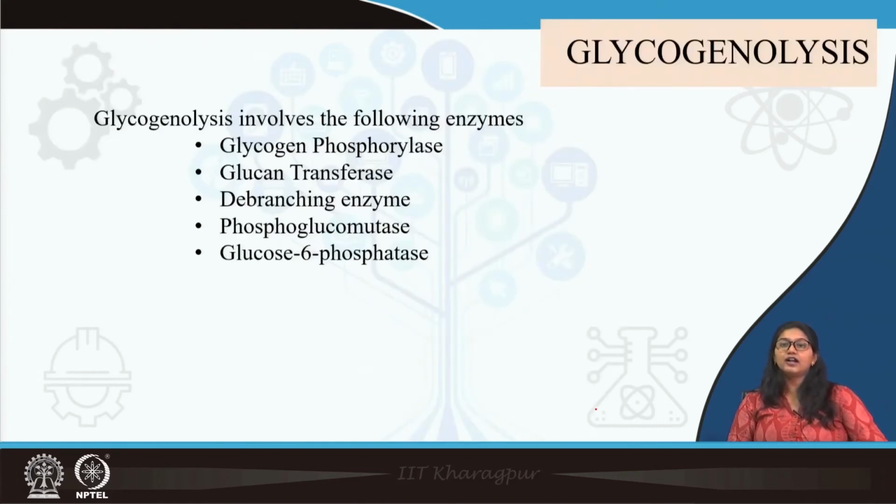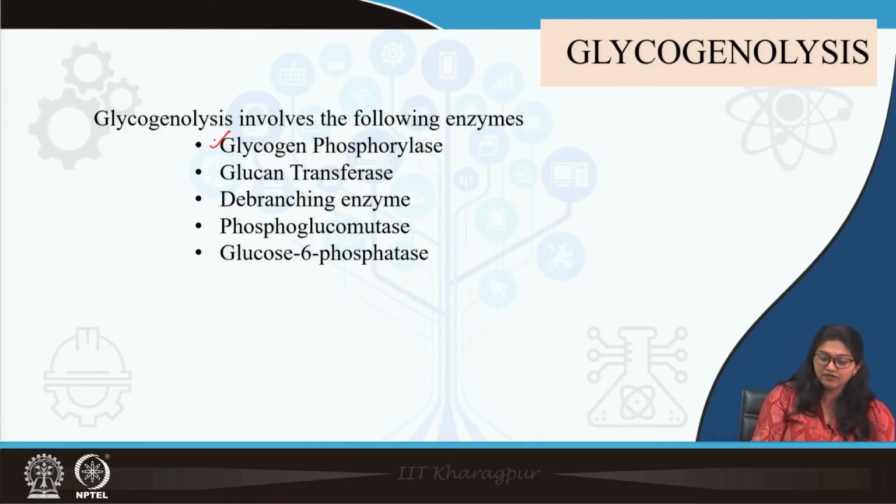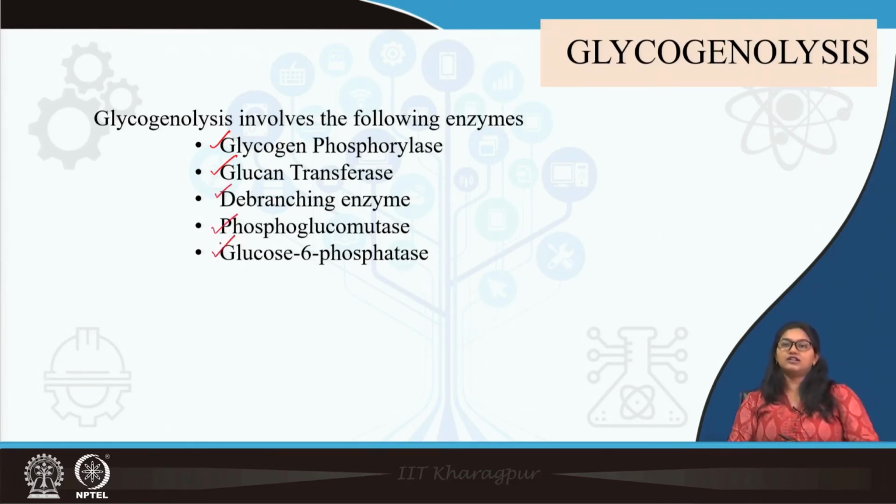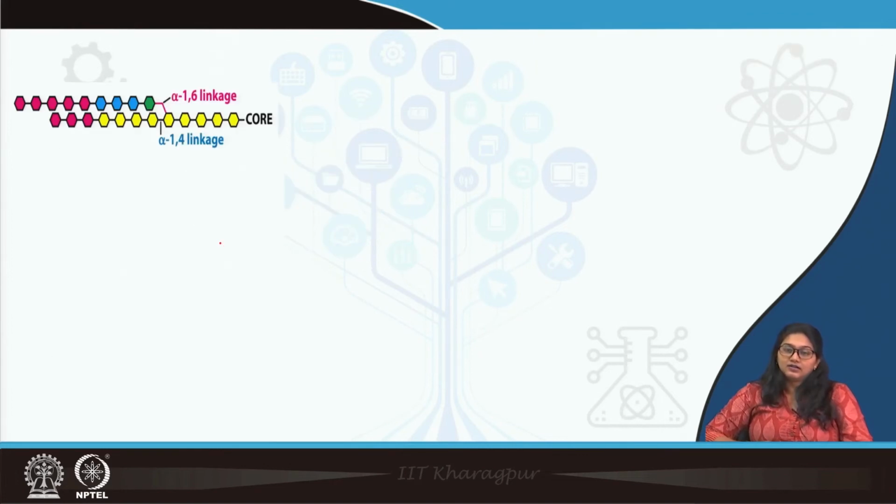Next, we will learn about glycogenolysis with the help of the enzymes glycogen phosphorylase, glucan transferase, debranching enzyme, phosphoglucomutase, and glucose 6 phosphatase. So, glycogenolysis, that is breakdown of glycogen, is done with the help of all these enzymes. So, this is the glycogen molecule we have synthesized in glycogenesis. Here is alpha 1,4 linkage as well as alpha 1,6 linkage.